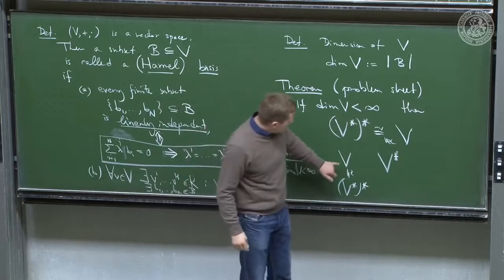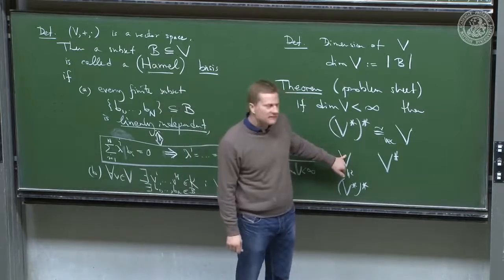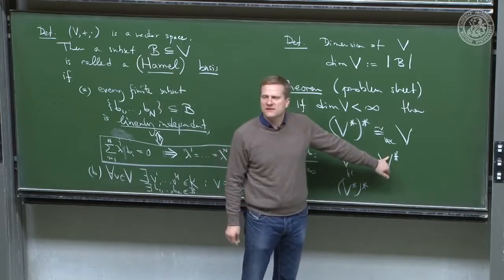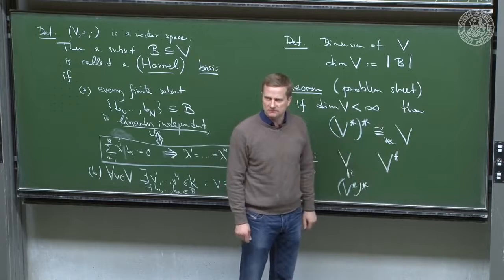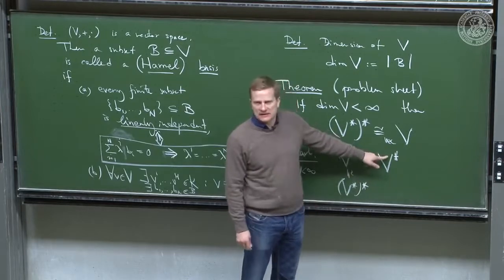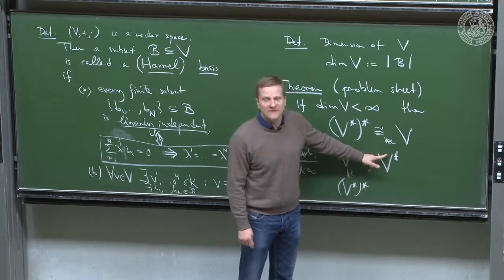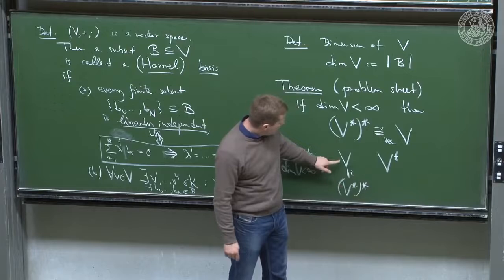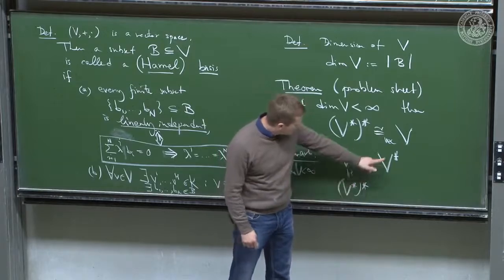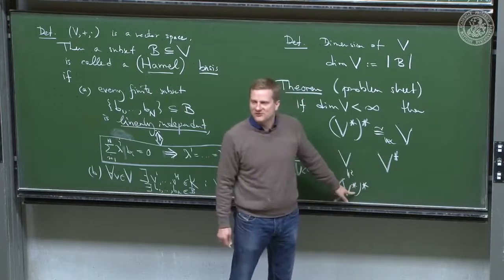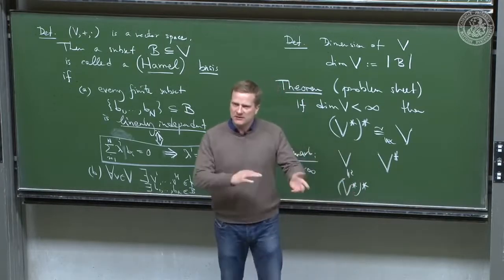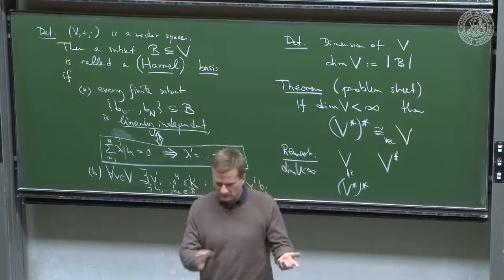And that means you could call the elements of V vectors, and then you call the elements of V star covectors. But this is a vector space, so its elements could also be called vectors, and then the elements of V would be the dual of those vectors. Those would be the covectors. Okay? So in finite dimensions, what is a vector and a covector?